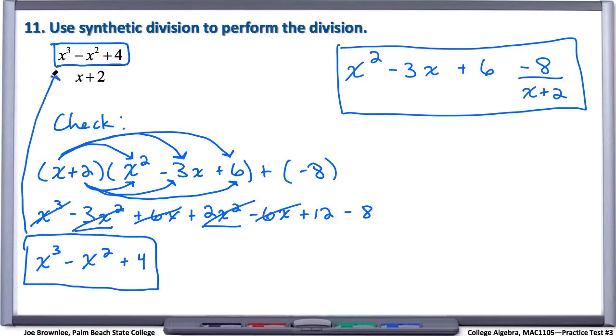Does this match our original dividend? Yes, it does. And so we know definitively that our quotient, our answer from the synthetic division, is correct. So that's why I would really recommend, if you have time on your test, check yourself, because if you don't end back with what you started with, then you know something went wrong in your synthetic division and you have the opportunity to find your mistake. But there's number 11, our final answer, x squared minus 3x plus 6 minus 8 over x plus 2.